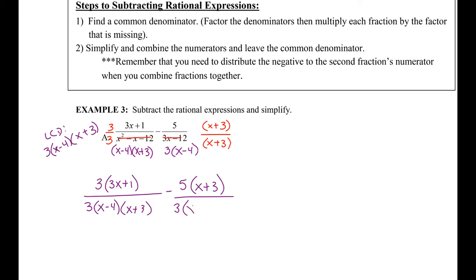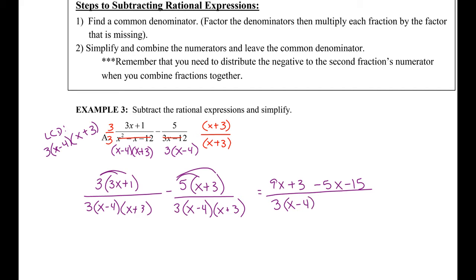And I'm going to go through and simplify the numerator. So on the first fraction, I need to distribute the 3 to get 9x plus 3. In the second fraction, I'm going to distribute a negative 5, so I get negative 5x minus 15. And now I can put it all over my common denominator. And I'm going to combine like terms in the numerator to get 4x minus 12.